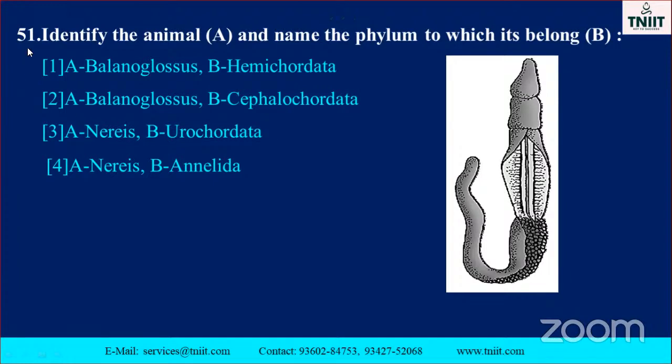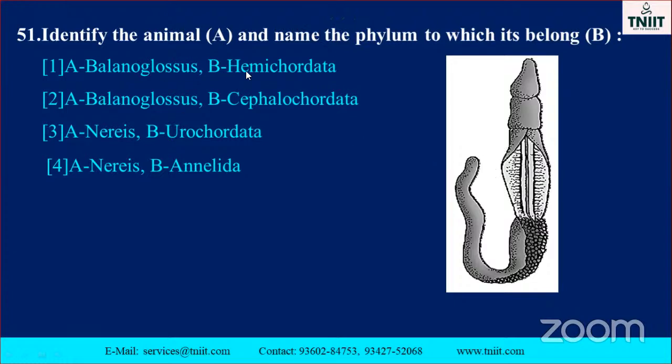See the first question, 51. See the diagram, already in the book; so many times you can see it, and in many question papers also, isn't it? Identify the animal A and name the phylum to which it belongs to B. Like that they ask the questions.